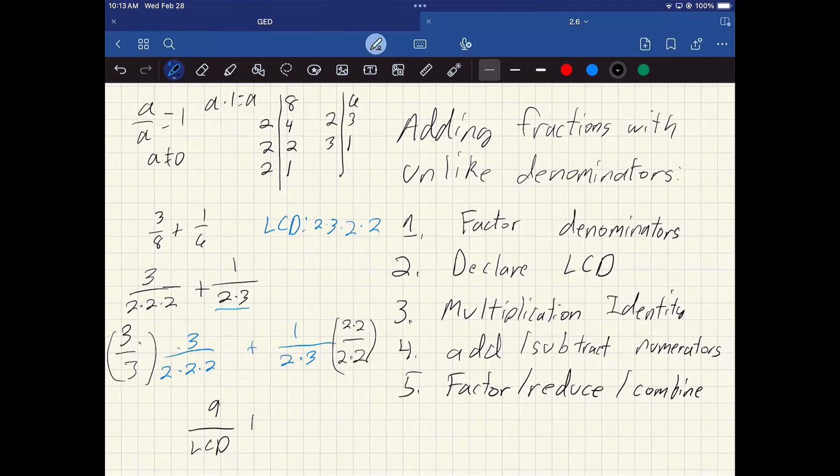So now I'm going to say plus 2 times 2 is 4 over my LCD. So 2 times 2 is 4 times 1.